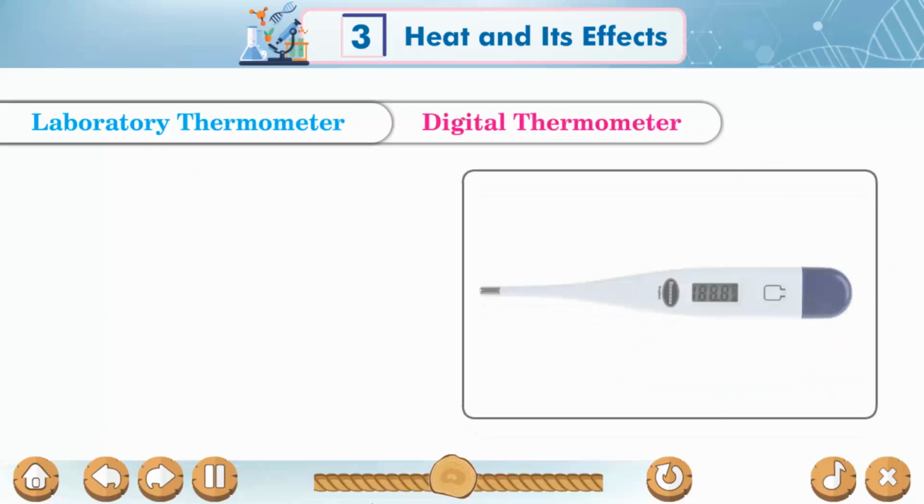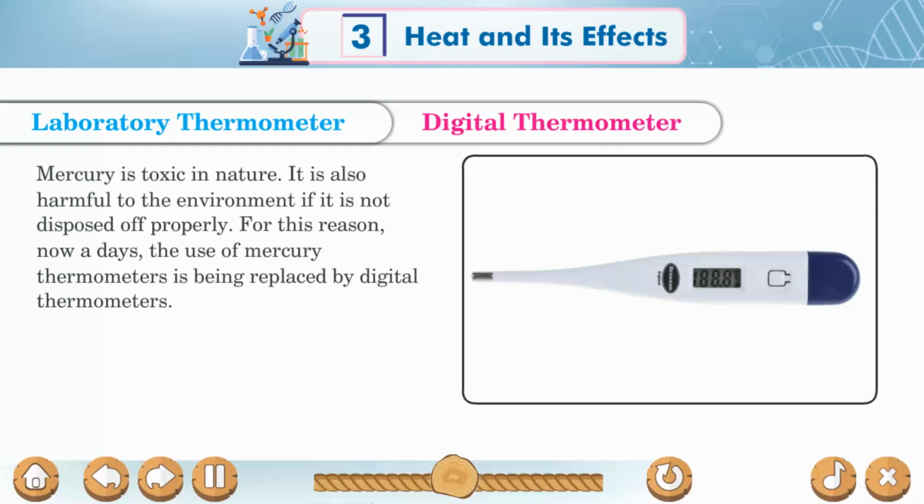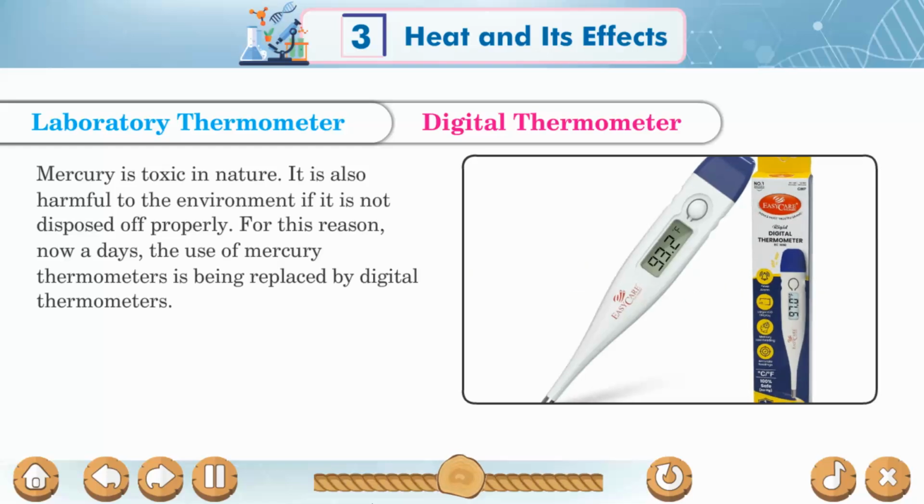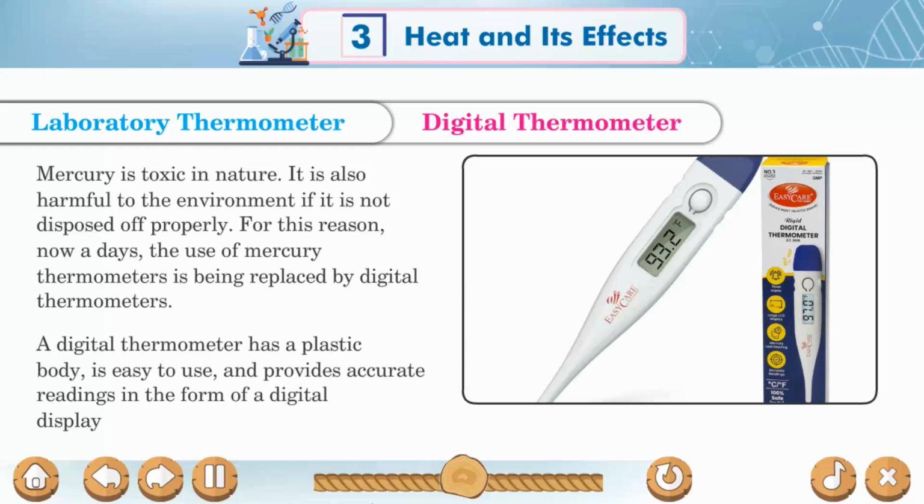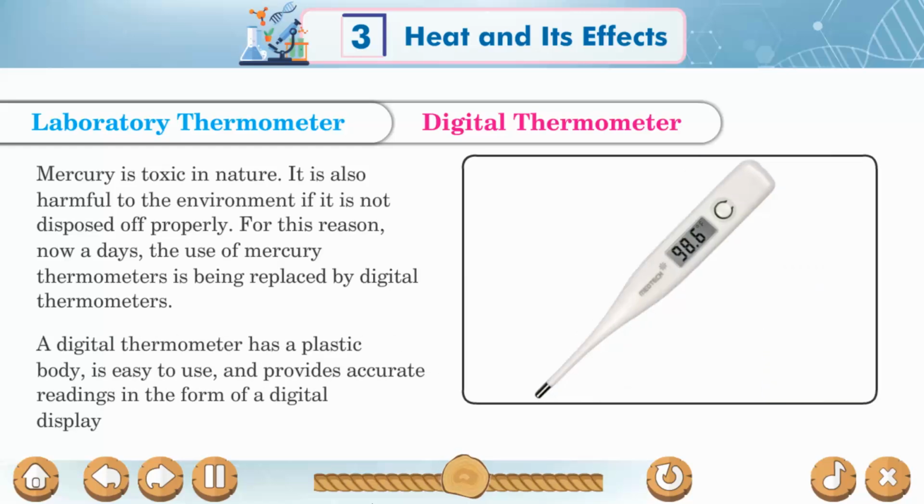Digital thermometer. Mercury is toxic in nature. It is also harmful to the environment if it is not disposed of properly. For this reason, nowadays the use of mercury thermometers is being replaced by digital thermometers. A digital thermometer has a plastic body, is easy to use, and provides accurate readings in the form of a digital display.